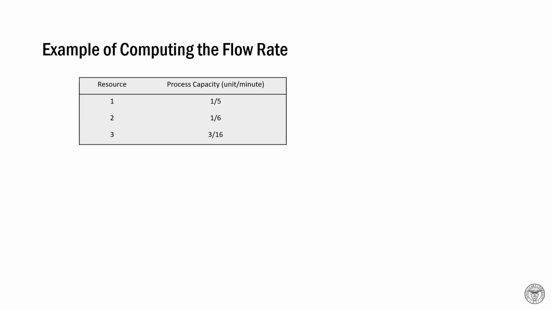We will now examine this example. Suppose we have three resources with the following process capacities: 1/5 for resource 1, 1/6 for resource 2, and 3/16 for resource 3. Given a demand of 8 units per hour, the question is: what is the flow rate?